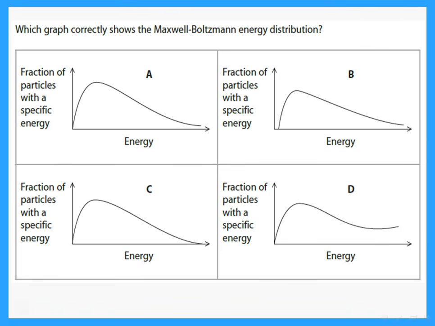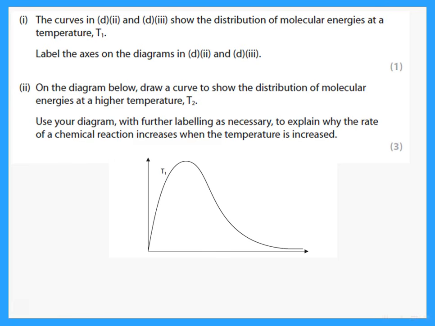Okay, again, which graph correctly shows the Maxwell-Boltzmann energy distribution curve? Remember that the energy distribution curve is as he draws it in A. This is how we draw the Maxwell-Boltzmann energy distribution for a normal reaction. Then he says the curves in D2 and D3 show a distribution of molecular energies at a temperature T1. Label the axes. First of all, how do we label the axes? There are number of molecules versus energy.